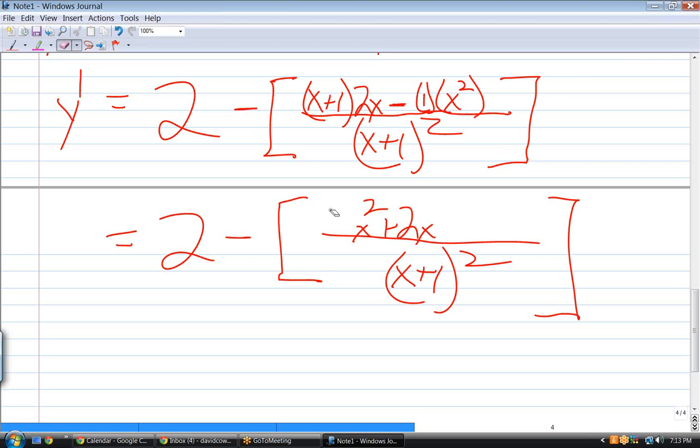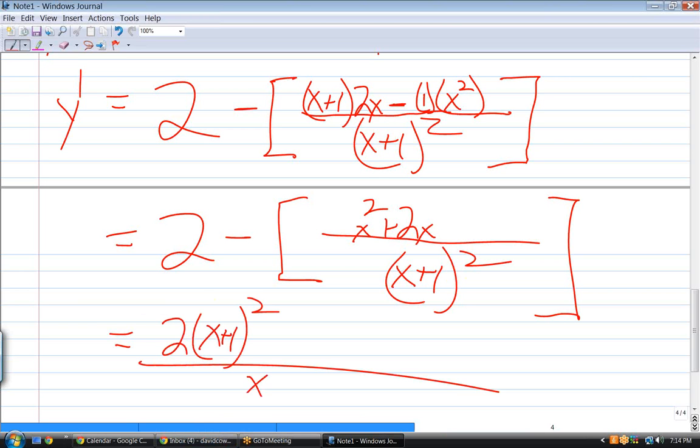So now to simplify it, I don't yet have an x plus 1 up here. But now let's use a common denominator so that I can combine these two things, and then I might be able to simplify it. x plus 1 squared. So this is going to be 2 times x plus 1 squared all over x plus 1 squared.